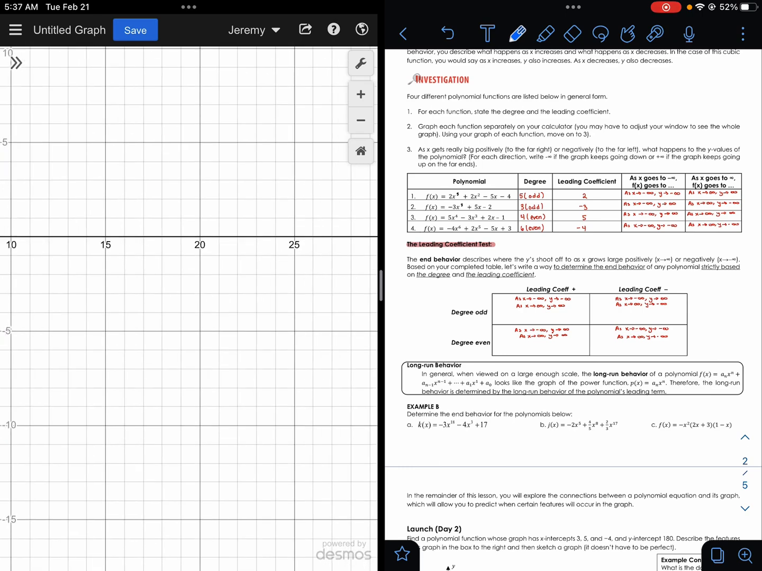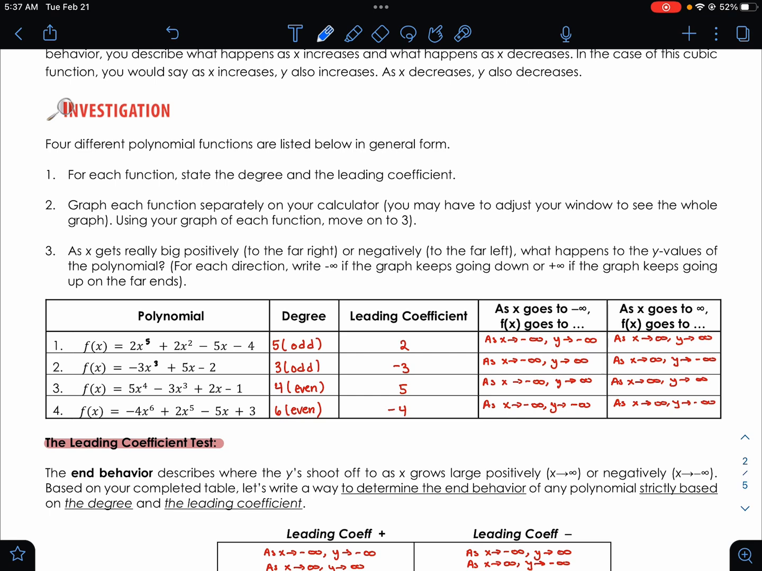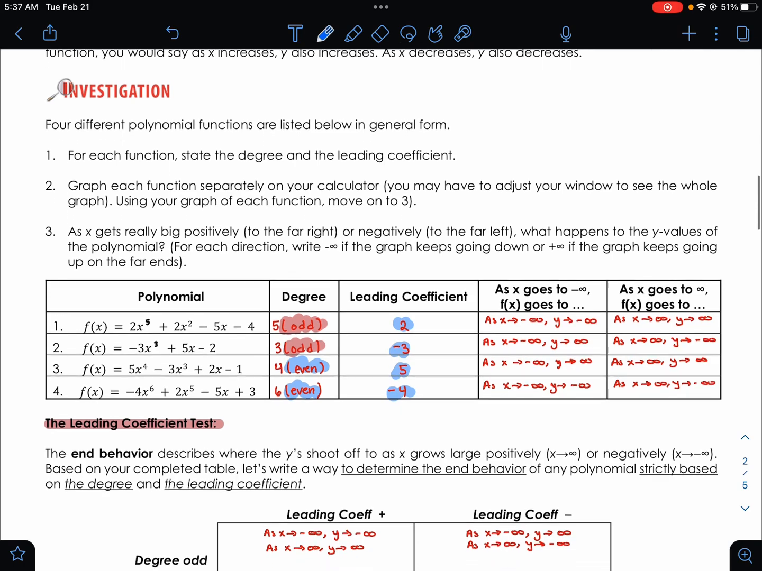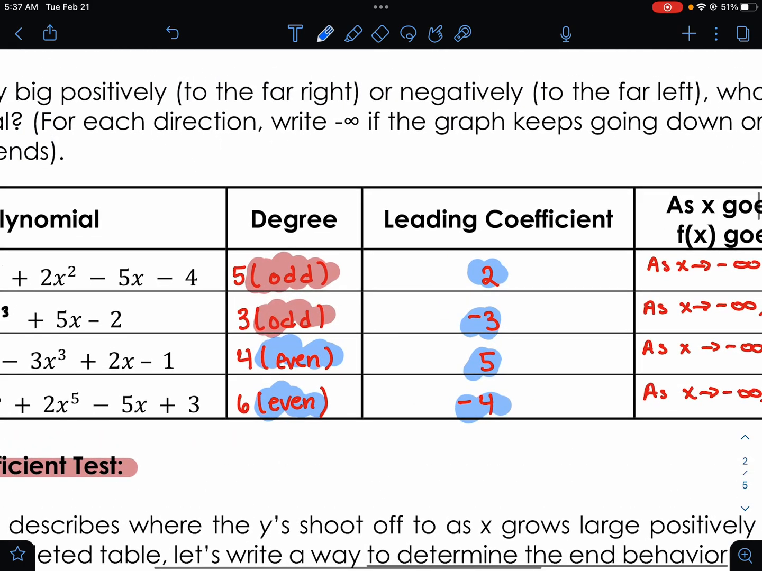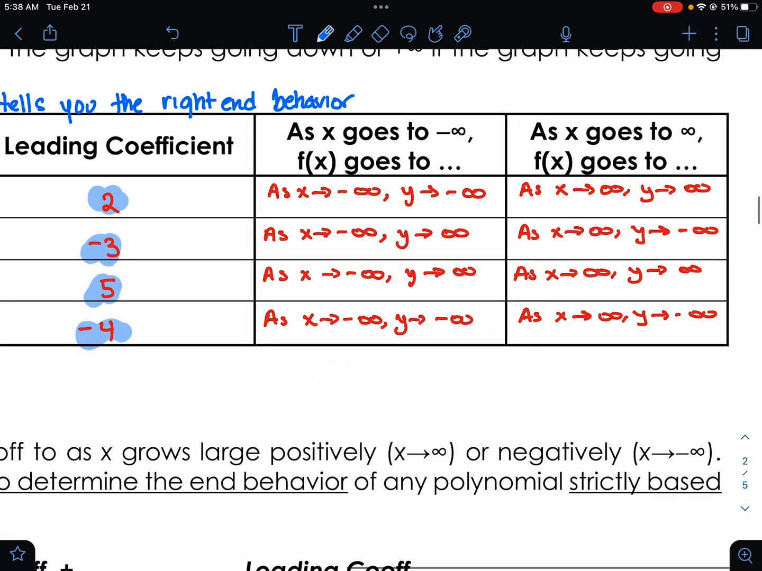So what we have here is, you'll notice I labeled these degrees as being an odd degree function versus an even degree function. That's going to help us figure out what the end behaviors are, and so are the leading coefficients. So what I want you to see here is the leading coefficient is going to tell you the right end behavior. Okay, so when you look at this, if you look at the leading coefficient here, this is a positive 2.